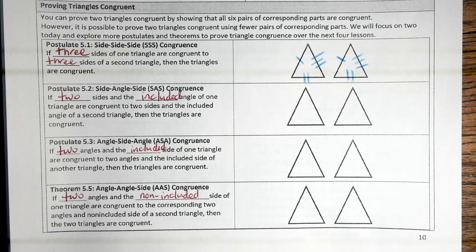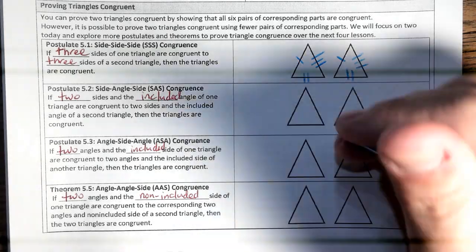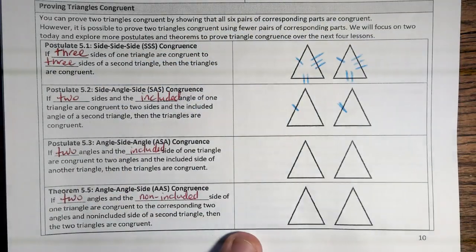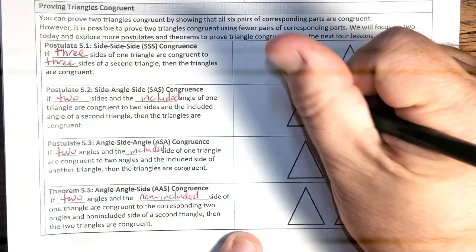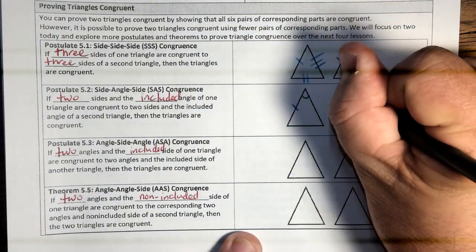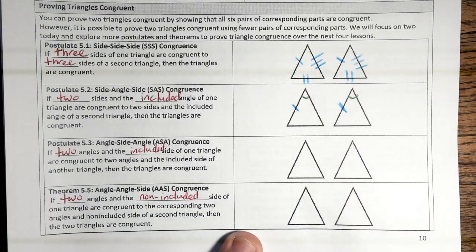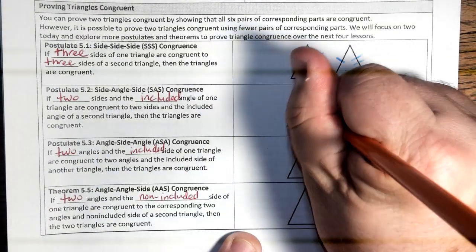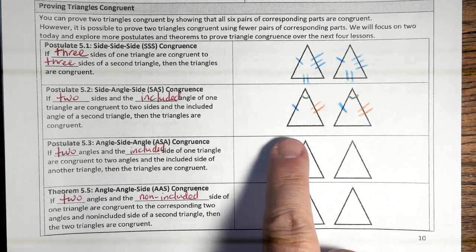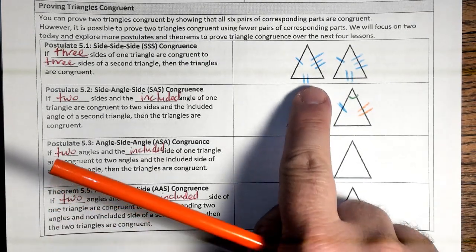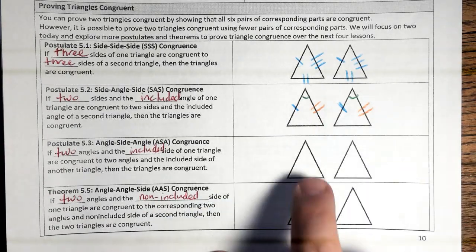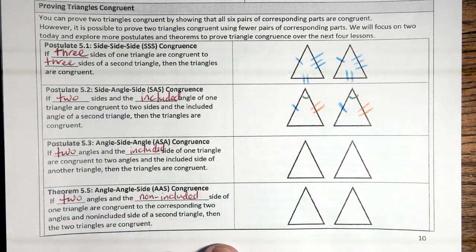So postulate 5.2 is side, angle, side. If 2 sides and the included angle of one triangle are congruent to 2 sides and the included angle of a second triangle, then those triangles are congruent. So what that is saying, we have a side, we have an angle, and we have a side. So notice it's the 2 sides and the angle those 2 sides make, so the included angle. So side, angle, side, side, angle, side.